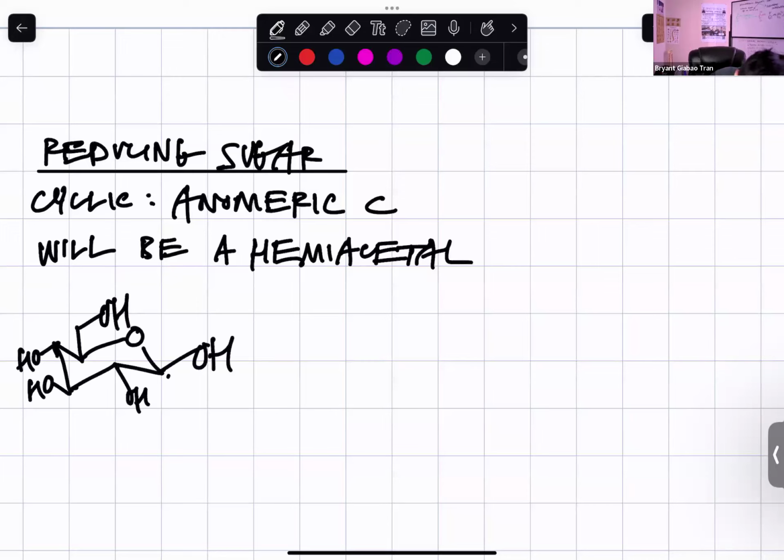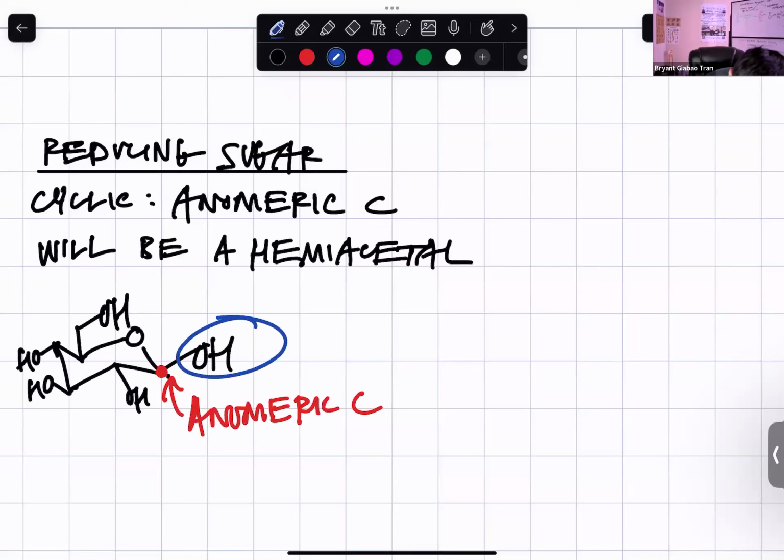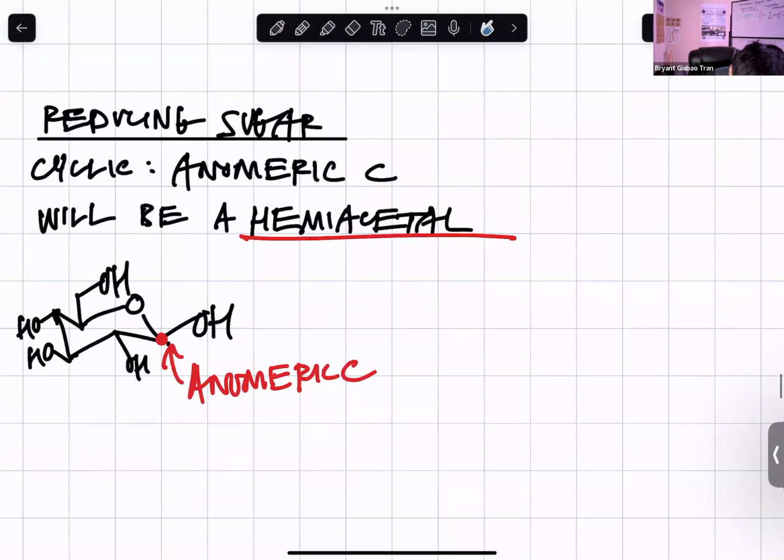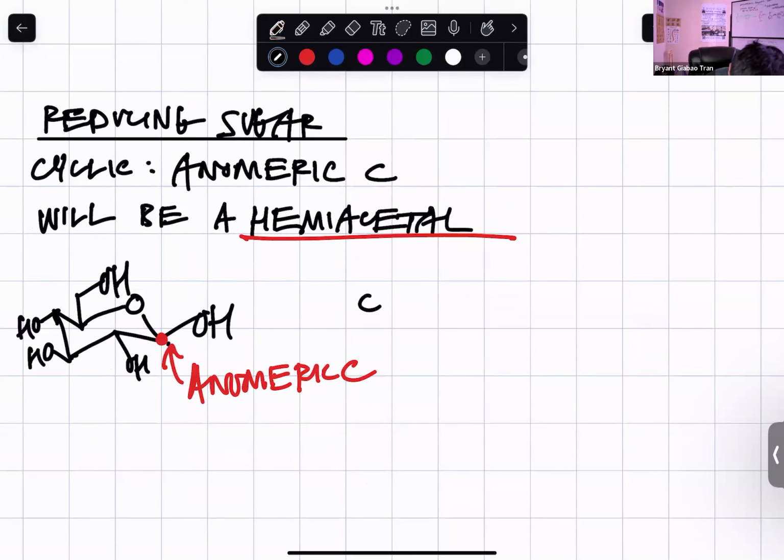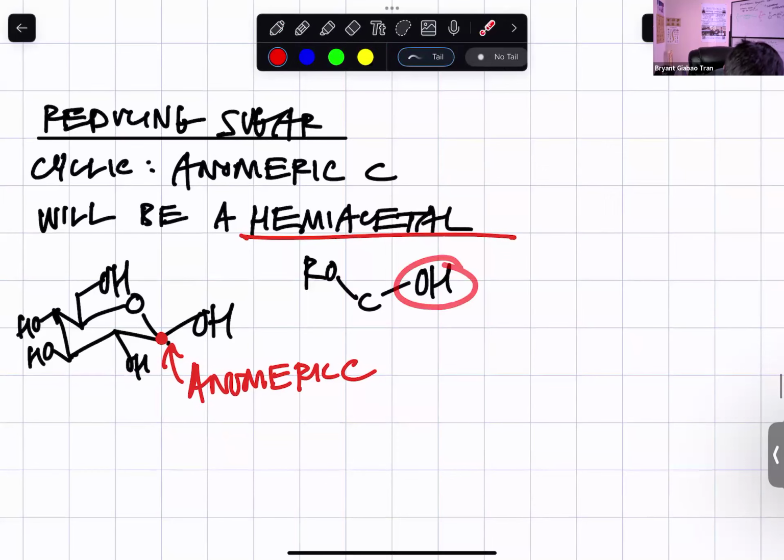where this carbon to the right of the oxygen is the anomeric carbon. If we focus on the anomeric carbon, we see that it is a hemiacetal, making this a reducing sugar. Back in 118B, we learned that a hemiacetal is when we have a carbon attached to one OH group and one OR group. So half of the groups is an alcohol, the other half is an OR group. It's half of an acetal, right?